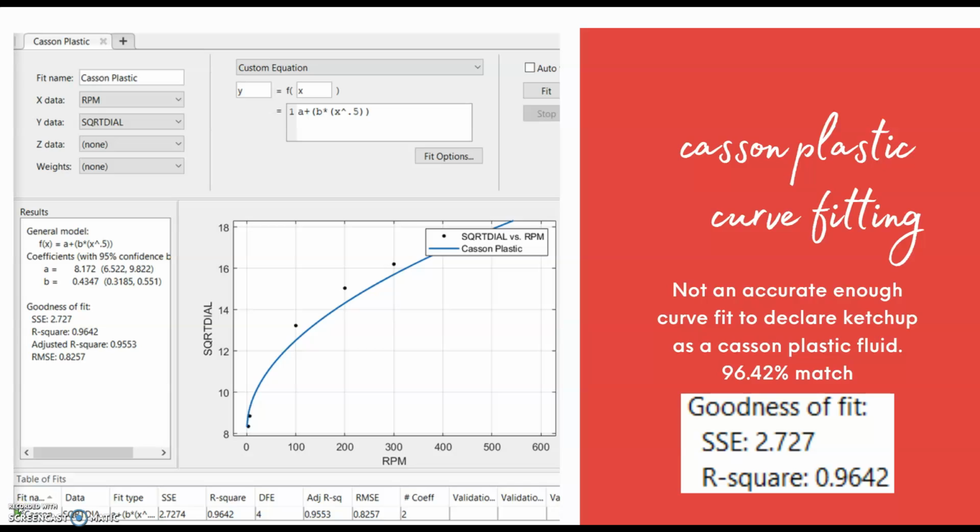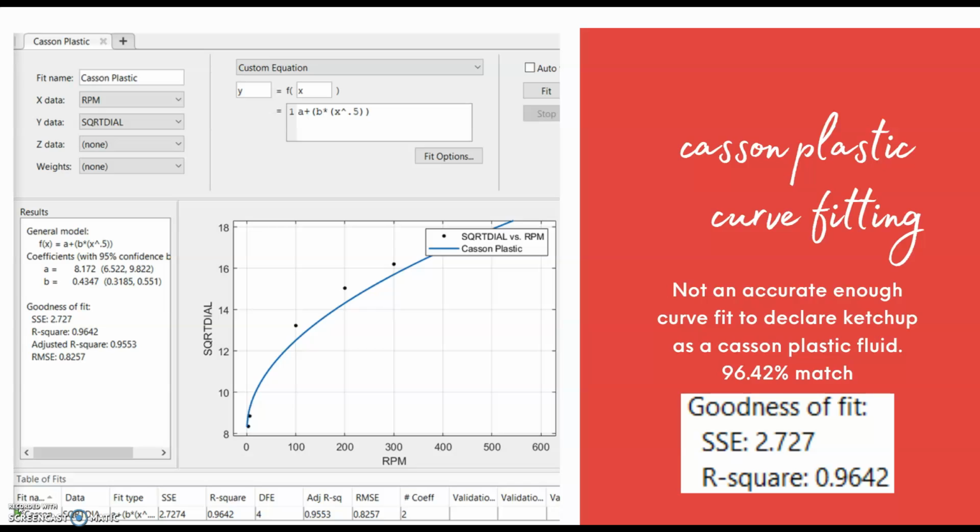Some sources also cited ketchup as a Casson plastic fluid model, as we can see from the R-squared value here. Casson plastic was only a 96.42% match, indicating that the model is not fit to describe ketchup. The Casson plastic model states the square root of tau is equal to the square root of tau initial plus k times the square root of gamma.